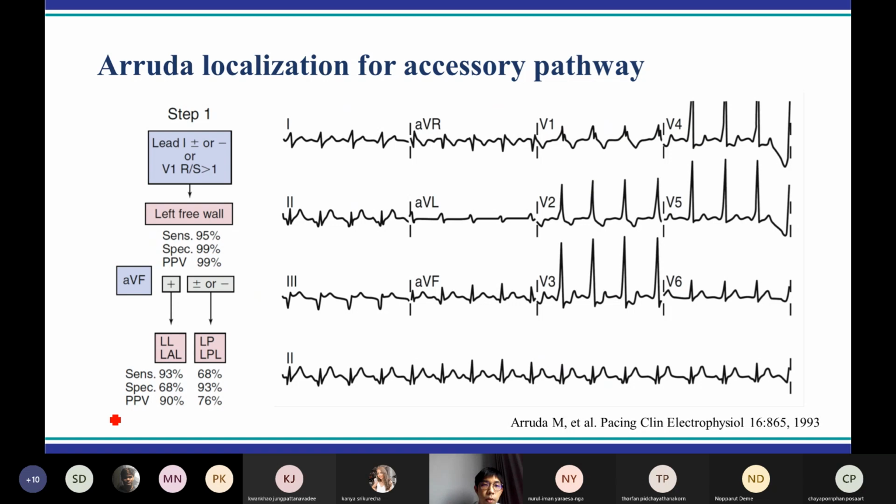Here is the example. For step 1, you look at V1 first. In V1, the R to S ratio is more than 1. So this patient is likely to have a left free wall pathway. After that, we look at the AVF here. The delta wave in the AVF is positive. So it is likely that the signal comes from the anterior front into the AVF lead. It is likely to be left lateral or left anterolateral.